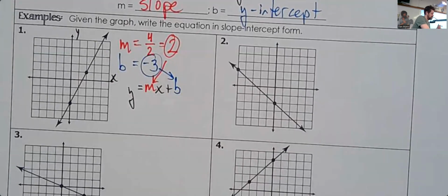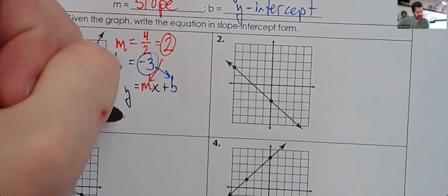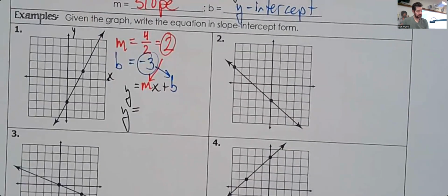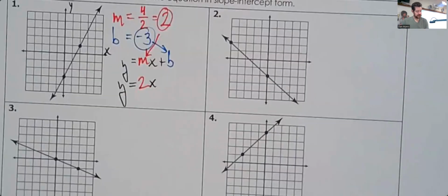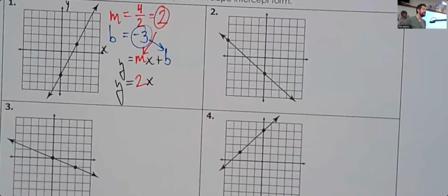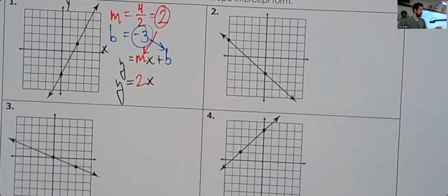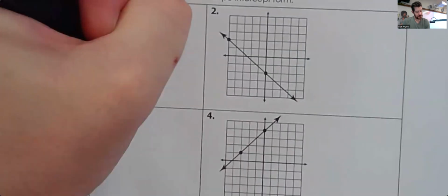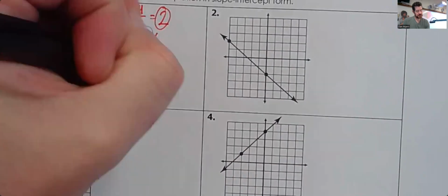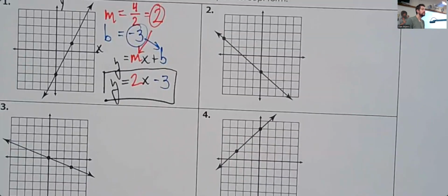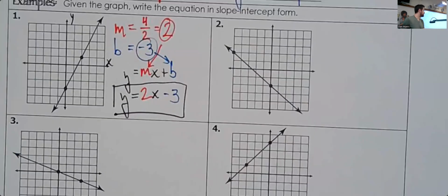So let's see. So the answer here is going to be y equals 2x. You could write plus -3, or you could just write -3. And I'm going to write -3. So y equals 2x -3. Hopefully this looks familiar, because this is definitely stuff that you did last year. There was lots of slope intercepts in Algebra 1.